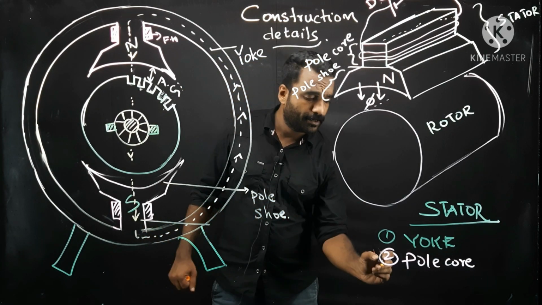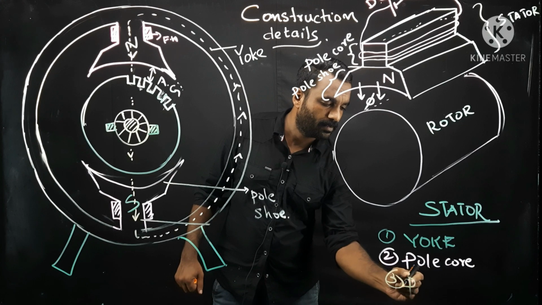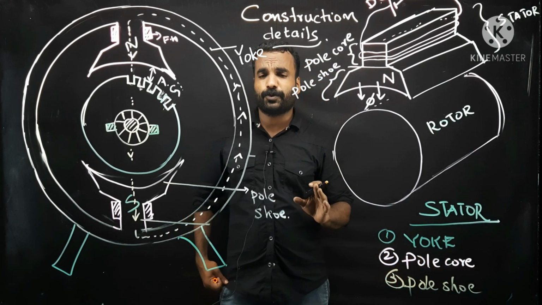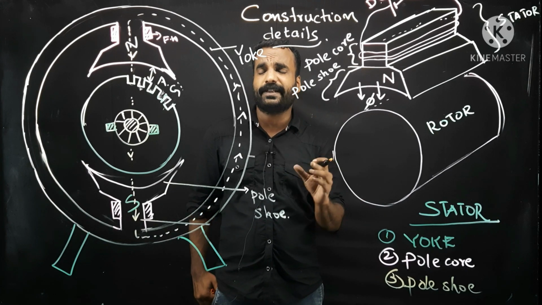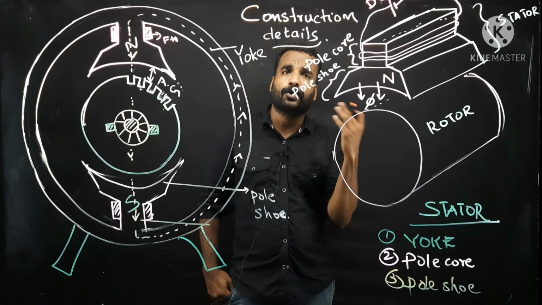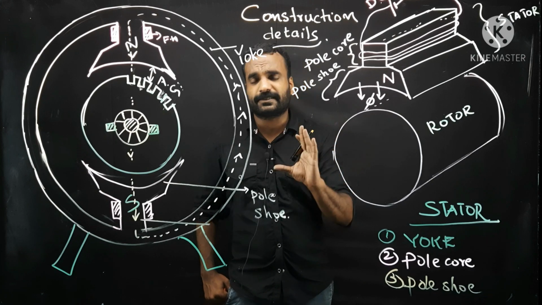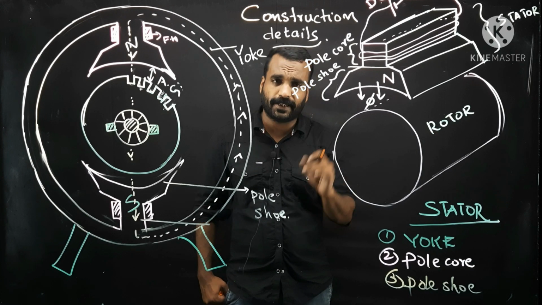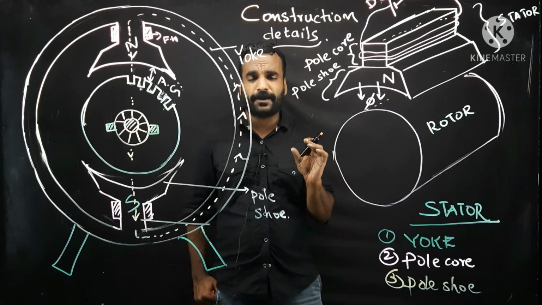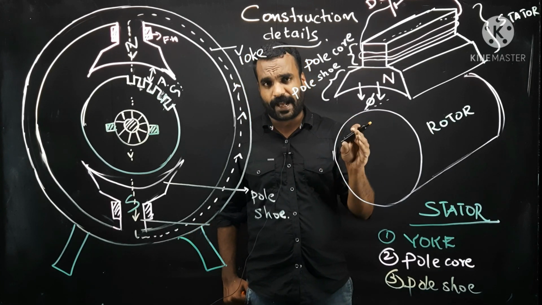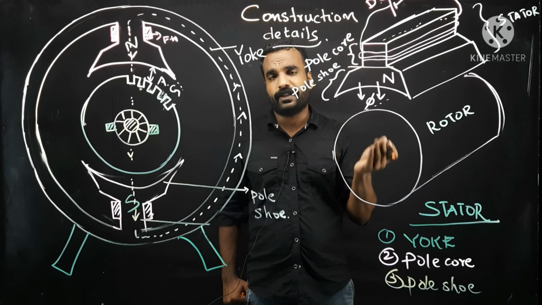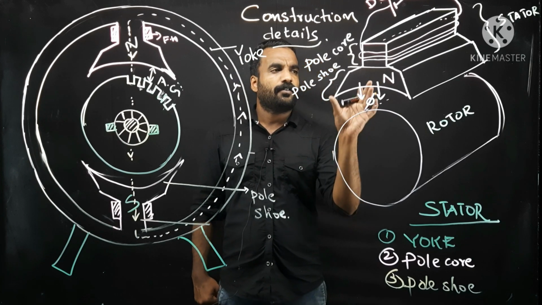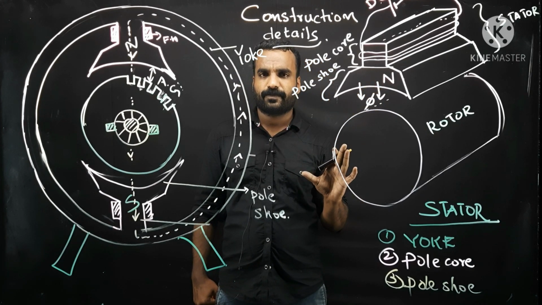So third part is the pole shoe. I already told you that the material used to make pole shoe and pole core are the same, that is cast steel or silicon steel. If silicon is added to steel, it is known as silicon steel, and that will reduce the conductivity of steel so that eddy current loss will get reduced. Now, the functions of pole shoe.